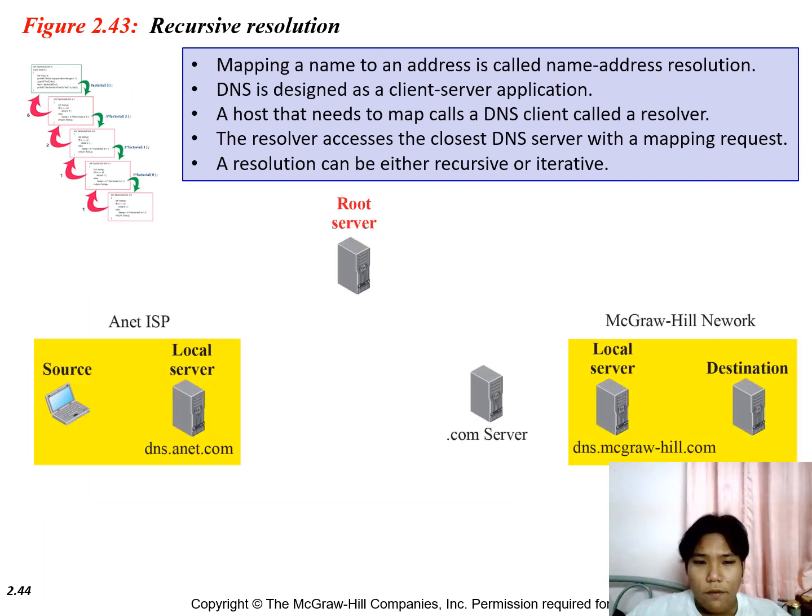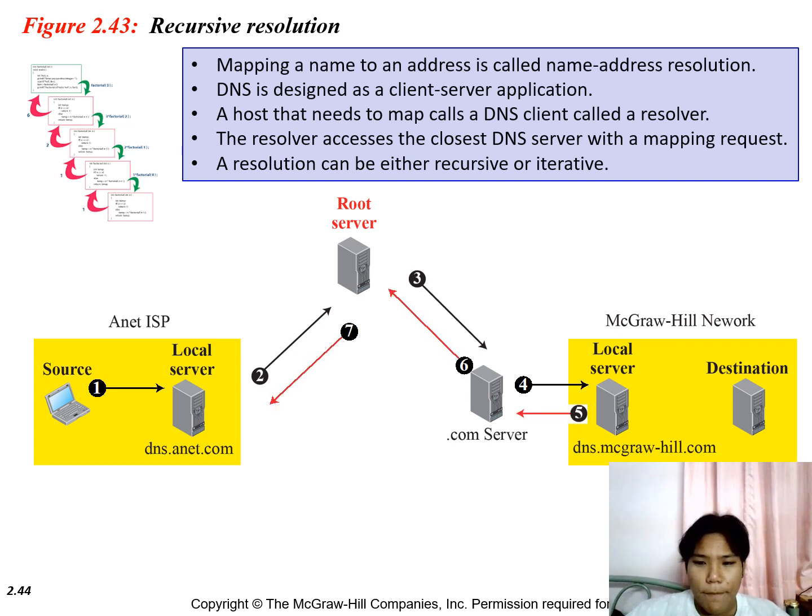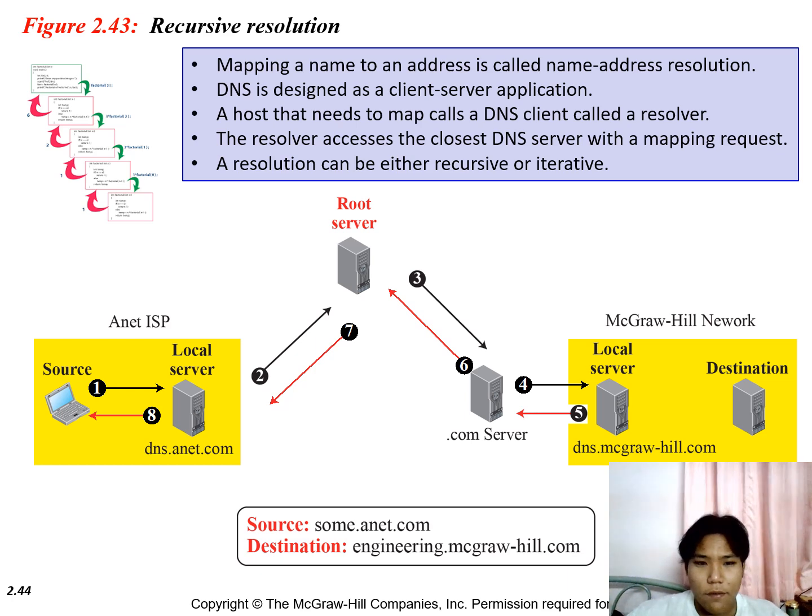This is a recursive resolution. Mapping a name to an address is called name-address resolution. DNS is designed as a client-server application. A host that needs to map calls a DNS client called a resolver. The resolver accesses the closest DNS server with a mapping request. A resolution can be either recursive or iterative. Like this.